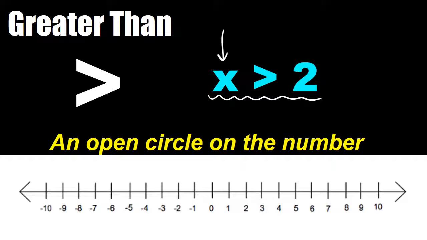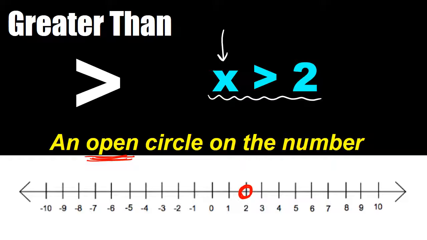The first thing is that we're going to put an open circle. This is going to be important; we're going to talk about the difference between open and closed. So we're going to find number 2 and put an open circle there, because if I put in 2, 2 is not greater than 2. So that is not going to work. That's why we're going to do an open circle.